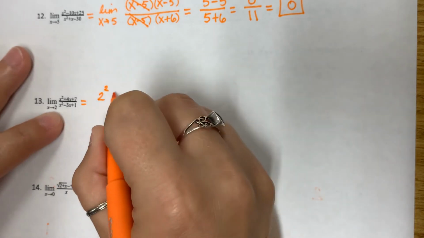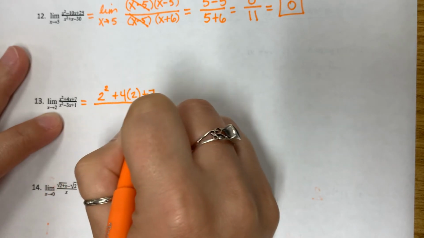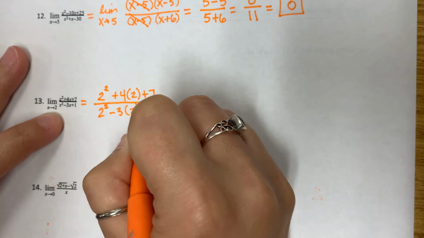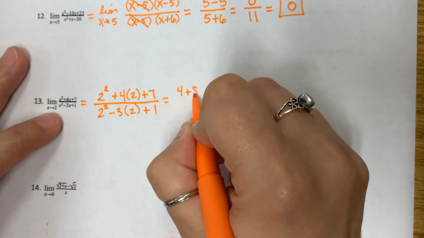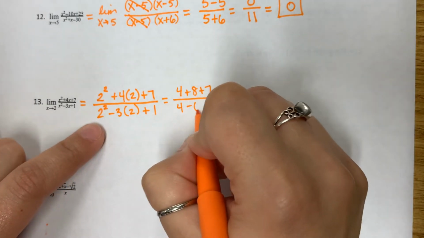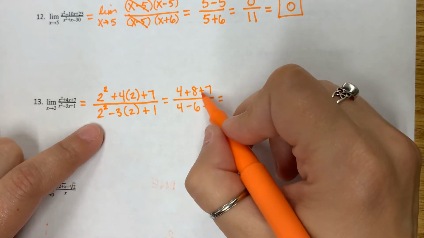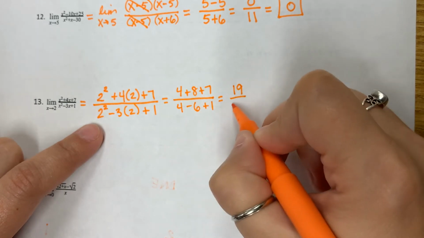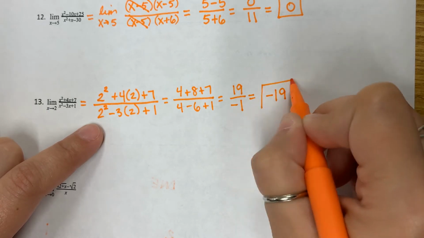So 2 squared plus 4 times 2 plus 7 over 2 squared minus 3 times 2 plus 1. Well, that gives me 4 plus 8 plus 7. The denominator is 4 minus 6 plus 1. So this is going to give me 19. This is going to give me negative 1. And that simplifies to negative 19.